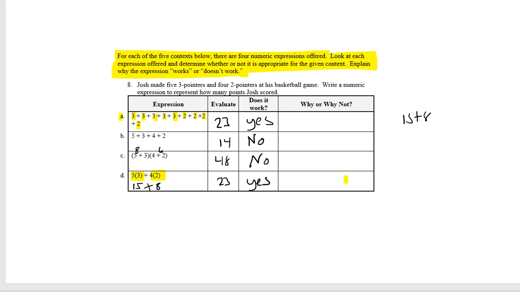And then on your paper, I want you to write why or why not. Why do these not work? What's wrong with these ones? Okay, and I'm okay if you don't write why it does. I want you to write in why it doesn't. Okay, let's look at the next one.